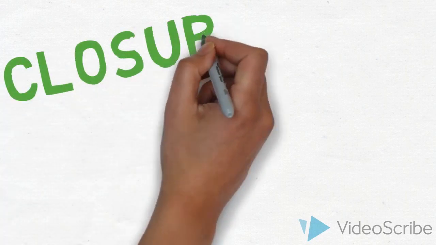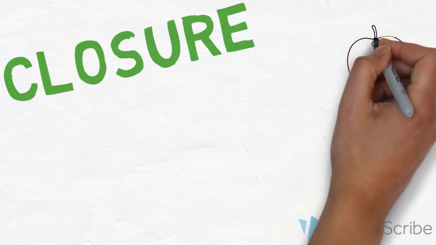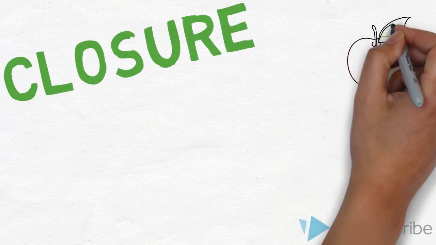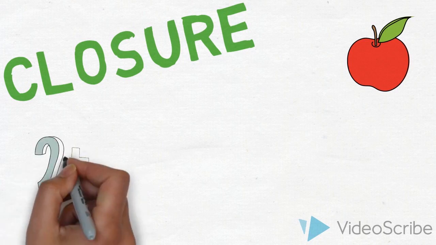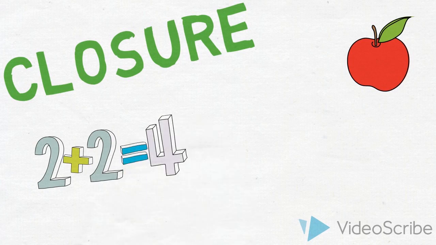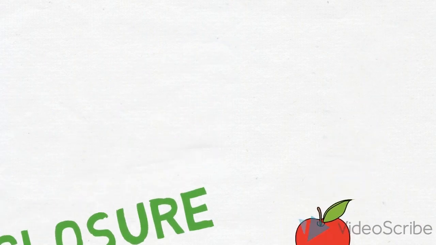The first property we will talk about is called closure, which we can define as the property that indicates that when two real numbers are added or multiplied, then the result will be another real number. For example, we have 2 plus 2 is equal to 4, or 2 multiplied by 4 is 8.